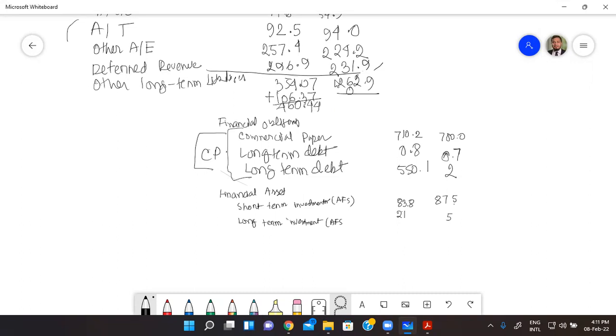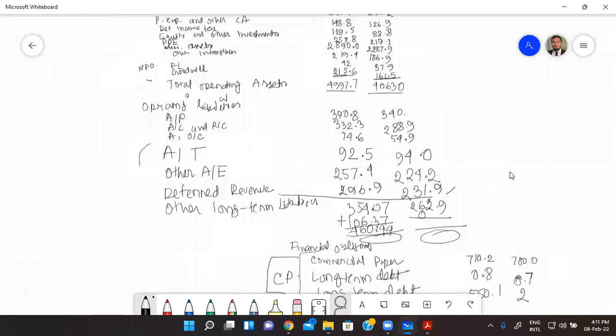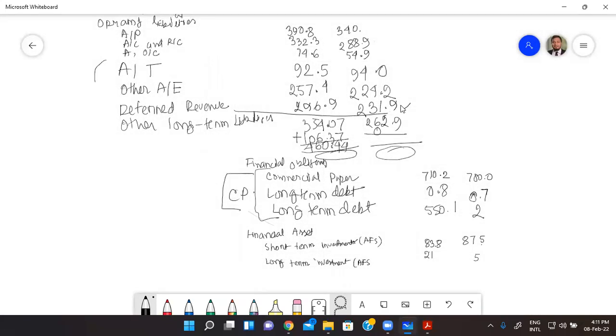Okay. So you see the list of all operating assets and all operating liabilities. So you get the net operating asset here. How? You subtract the operating liabilities from the operating assets. If it is 4,997.7 million in operating assets, we have operating liabilities of 460. You get a difference of 3,000 something as net operating assets, and for 2006, you'll get 2,500 something as net operating assets.